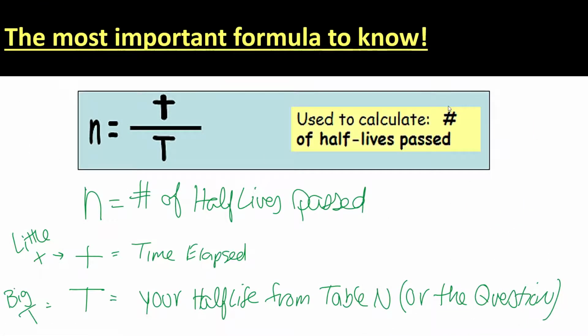In order to do all the mathematics and the problems that we're going to throw at you properly, you have to have in your pocket the most important formula that there is, and that is n equals little t over big T. This is a formula that is used to calculate the number of half-lives that have passed in a specific problem. So what we see here is n is number of half-lives passed, n is for number, little t is for your time that has elapsed, and big T is the half-life of your radioisotope, either from Table N or if the question happens to give one to you.